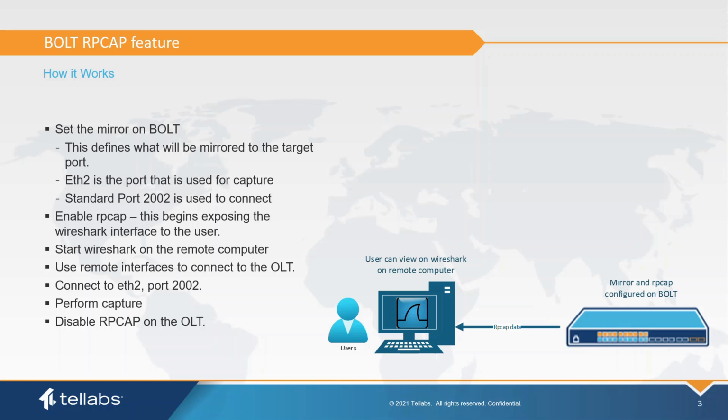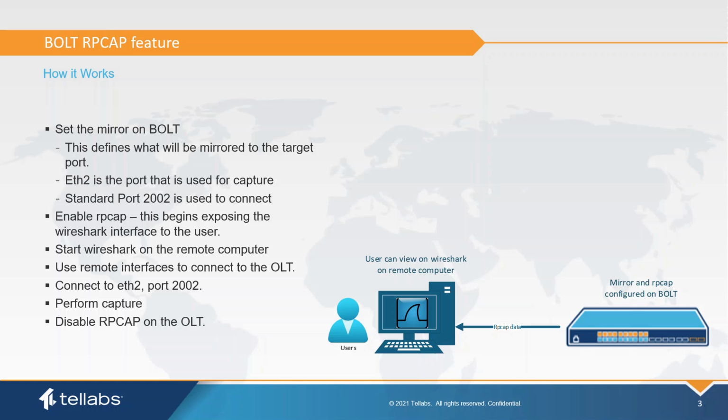So in the picture there, you can see that what you can do with this feature is first, turn on a mirror function. And when you turn on the mirror function, you can set some criteria of things that you want to capture and then mirror it over to ETH2, which is one of the ports coming into the CPU. And this allows you to get the mirror going.